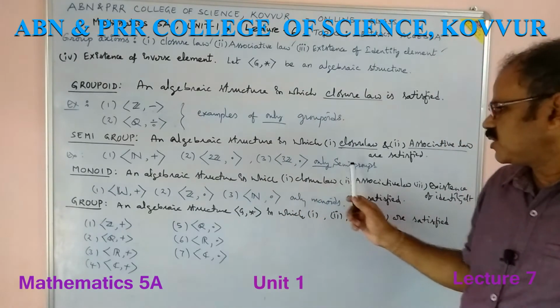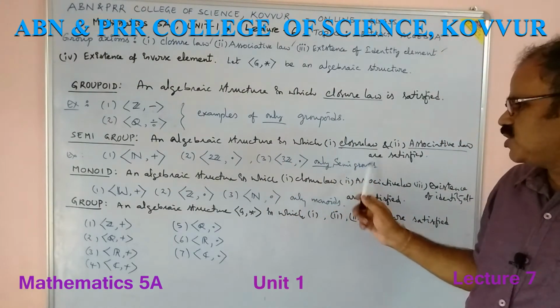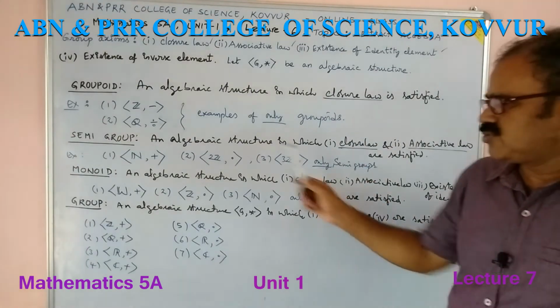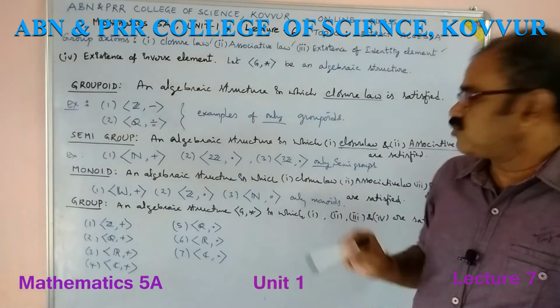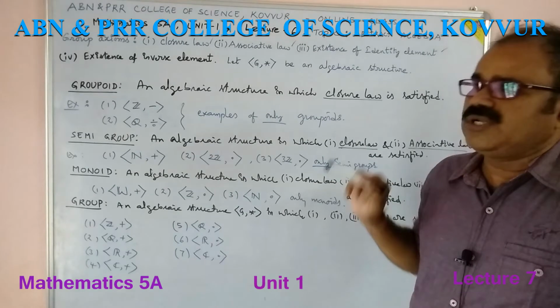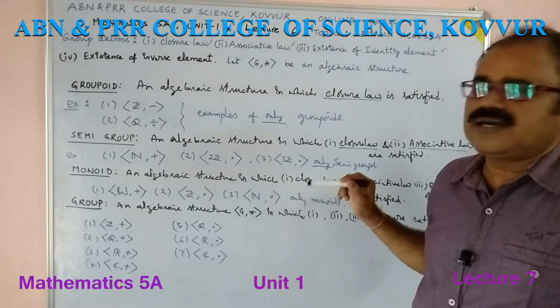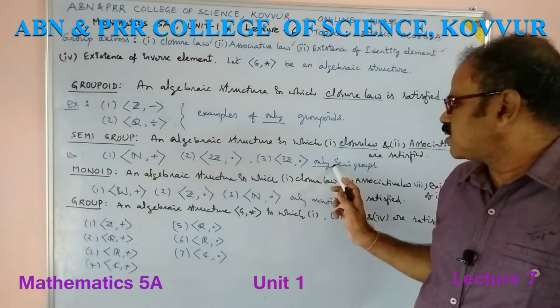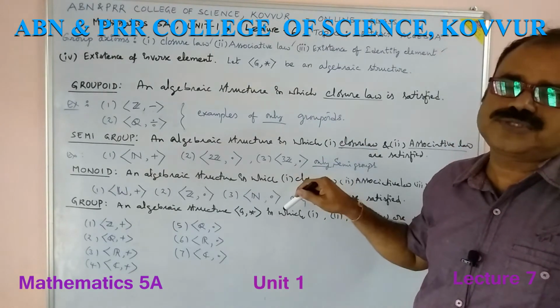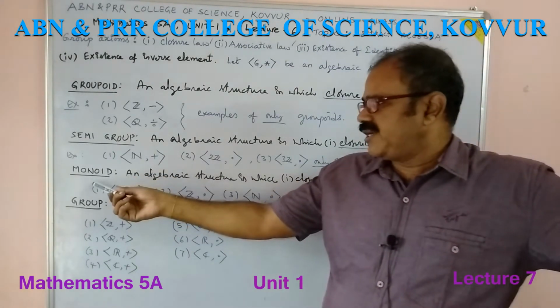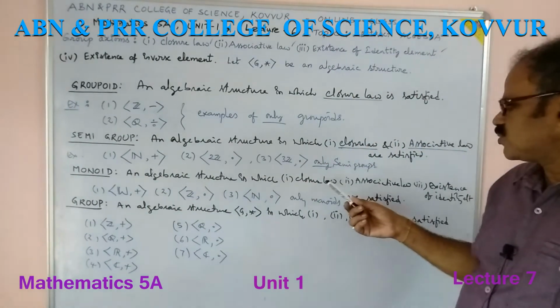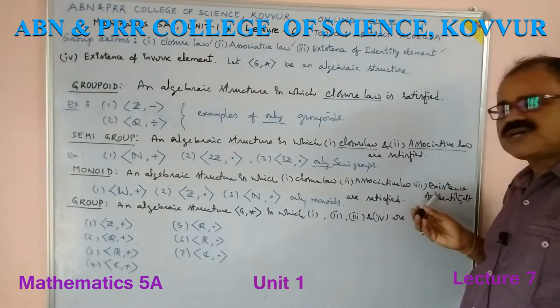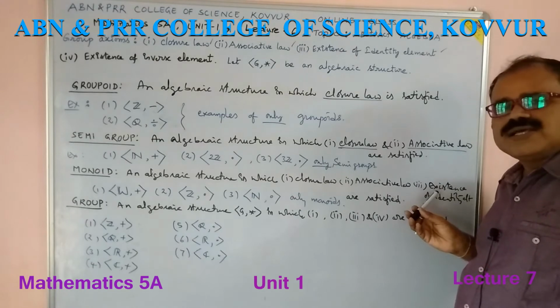Similarly, 3Z dot is a semi-group only. Only semi-group means these three are not the only examples of semi-groups. These are semi-groups only. They won't go further. They cannot be monoids. They cannot be groups. These are the examples of only semi-groups, right? Monoid: an algebra structure in which closure law, associative law and existence of identity element are satisfied.